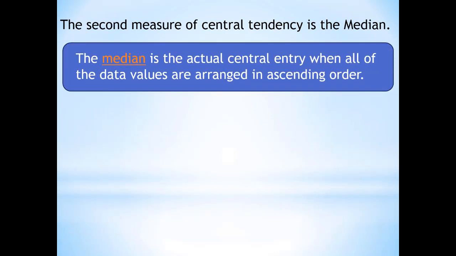Next up, we have the median. What is the median? Well, the median is the actual central entry when all of the data values are arranged in ascending order. So in other words, if we put the data in order from smallest to largest, then when we find the entry in the middle, that's the median. There won't always be an entry in the middle. Sometimes there will be two. So we need to make sure we understand what to do in each case.